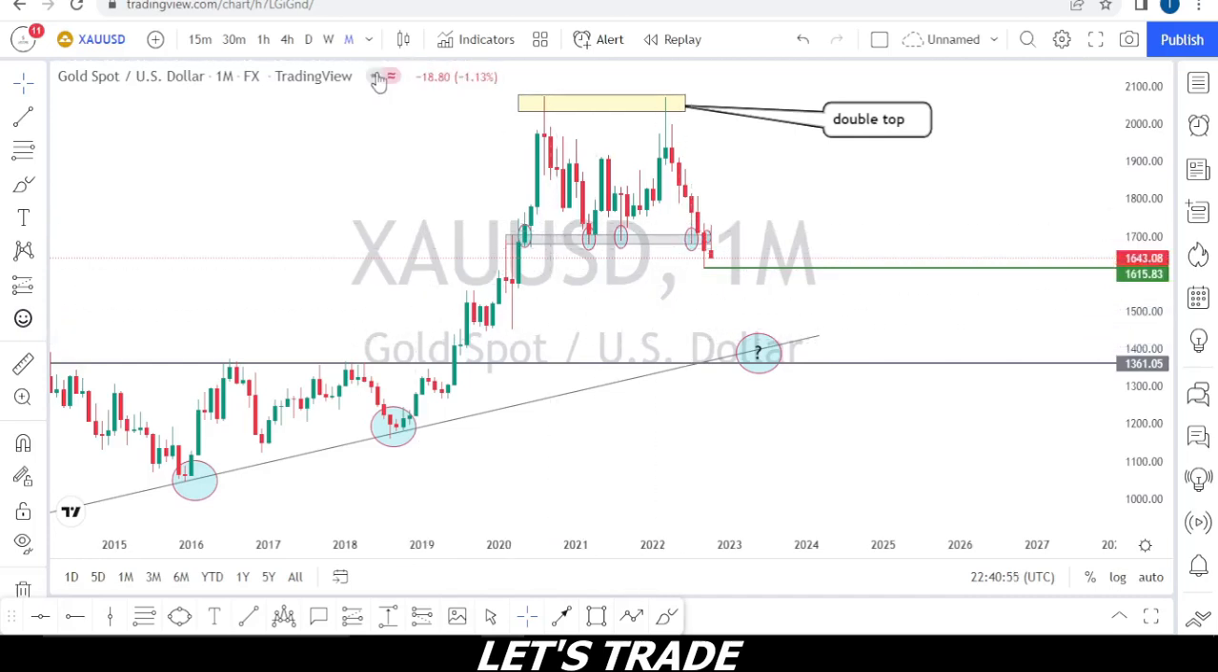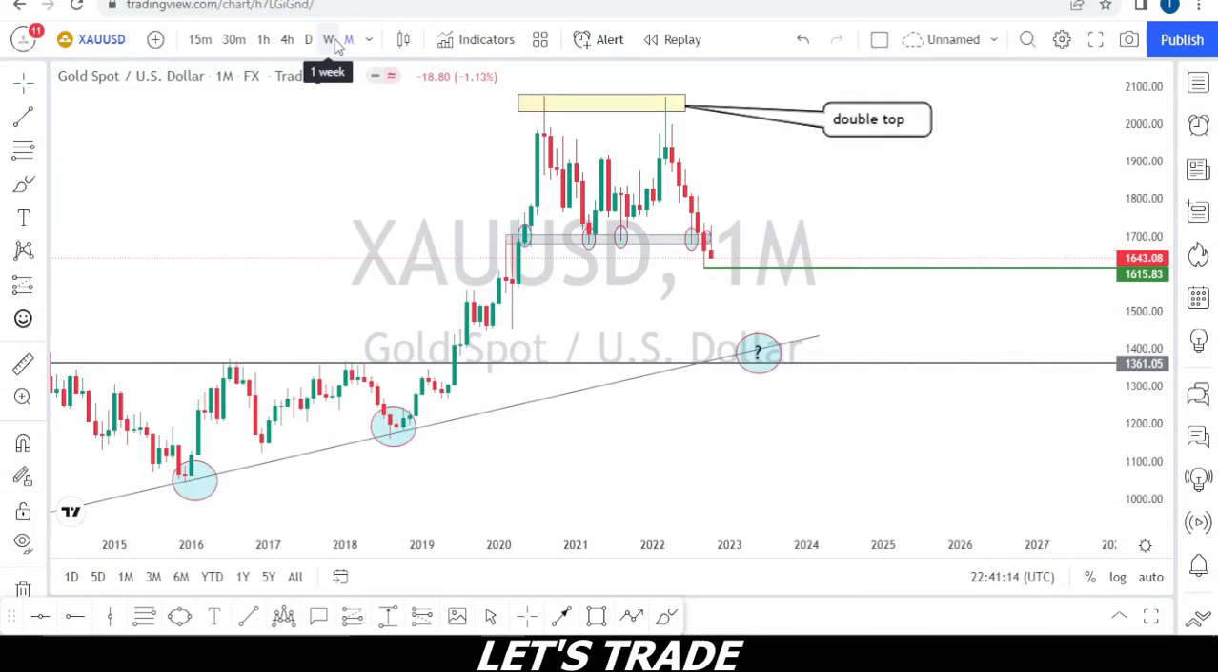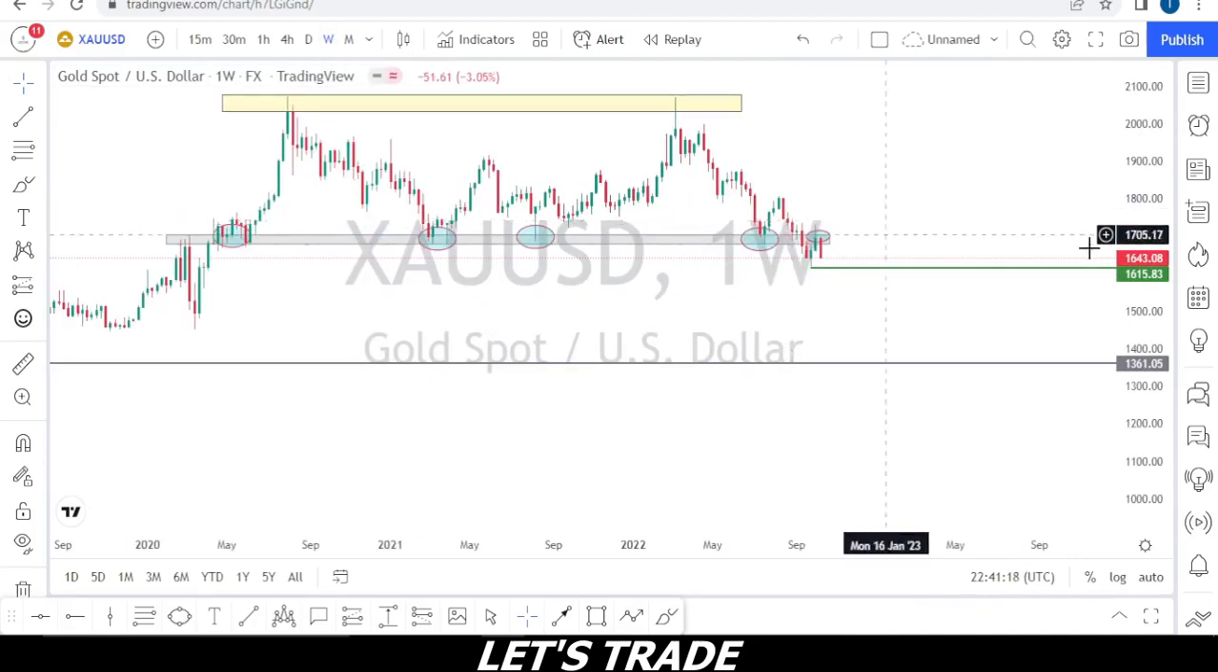All right, now this is the monthly time frame outlook. On the monthly time frame, we failed to create a new higher high. So at the moment, all I spot here is a double top on the monthly time frame. And you know, chart patterns like double top and head and shoulders on the higher time frame are always a big deal, right? So let's go to the weekly time frame. Let's get a closer look.